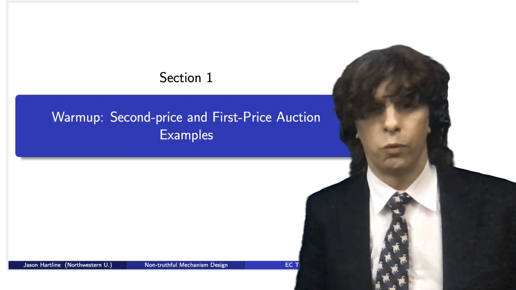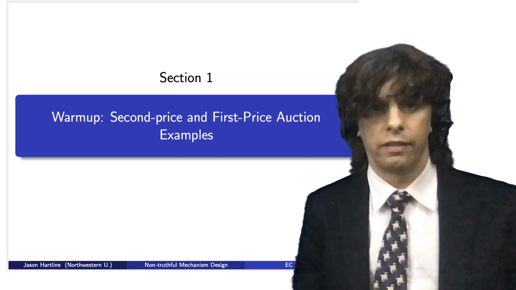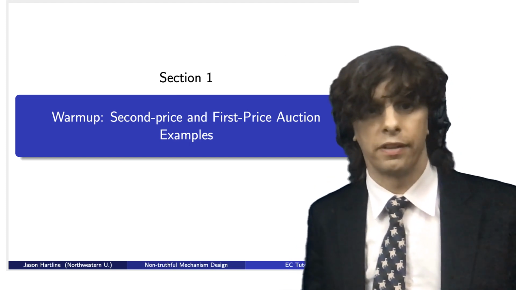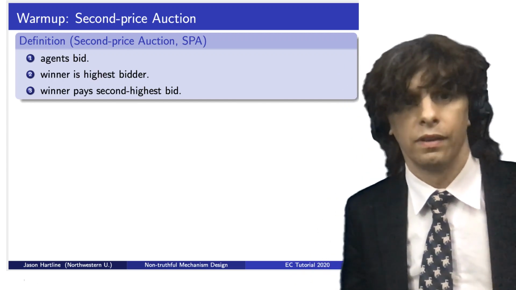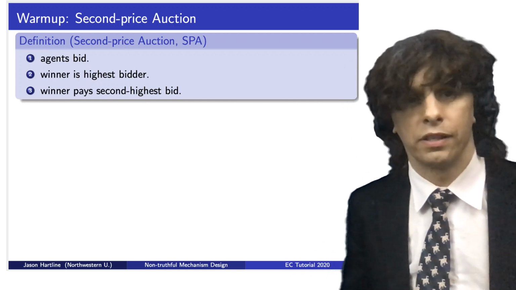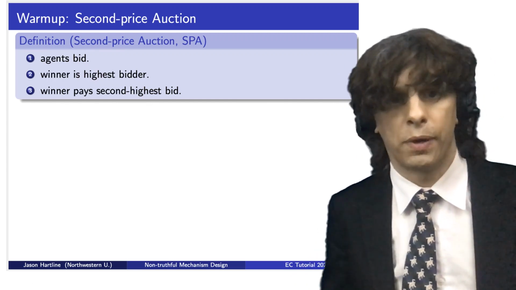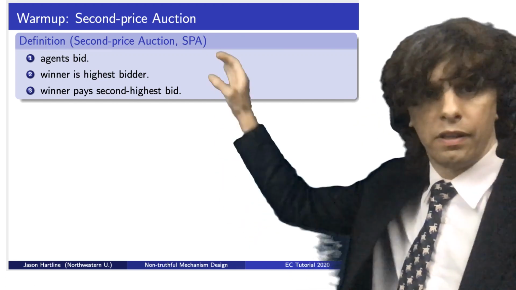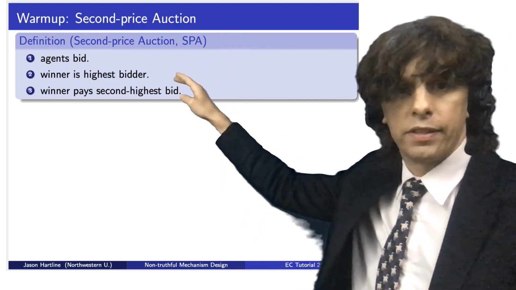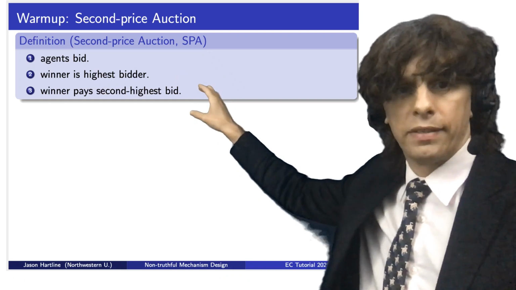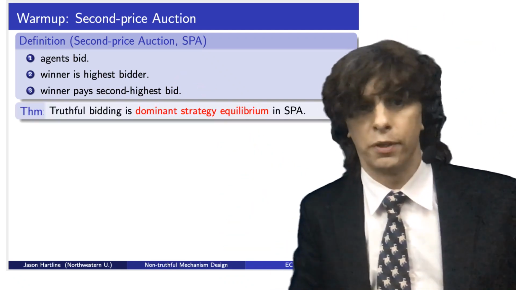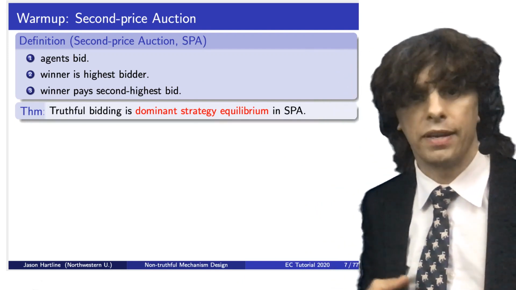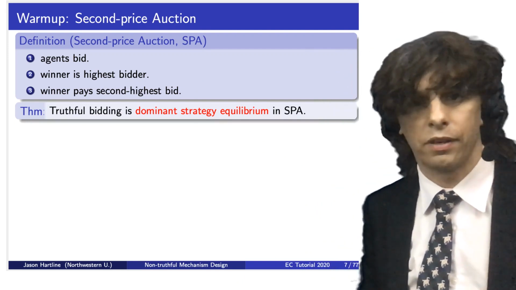In this first section, we'll warm up by looking at the first price auction and second price auction through some examples. Okay, let's start with the second price auction. Many of you are probably familiar with the second price auction. The agents bid, the winner is the highest bidder, and the winner pays the second highest bid. Great. And many of you are probably also familiar with the fact that truthful bidding is a dominant strategy in the second price auction.